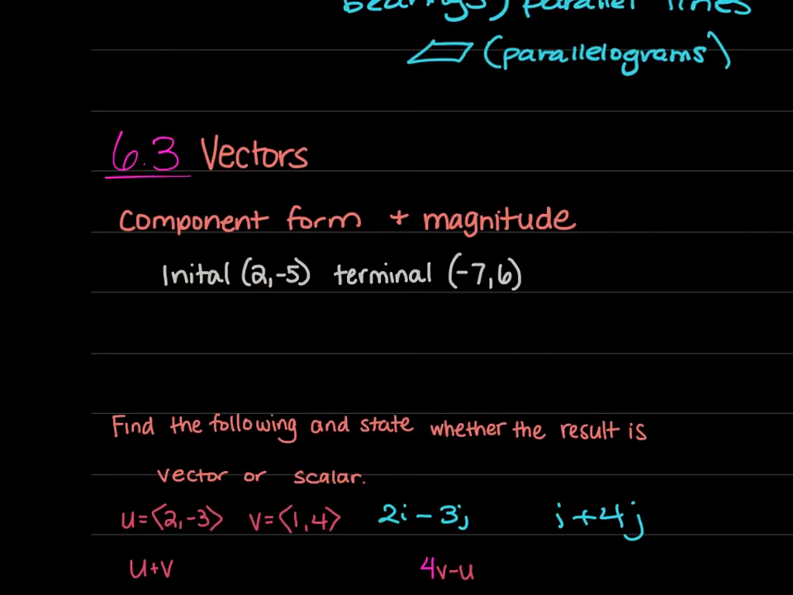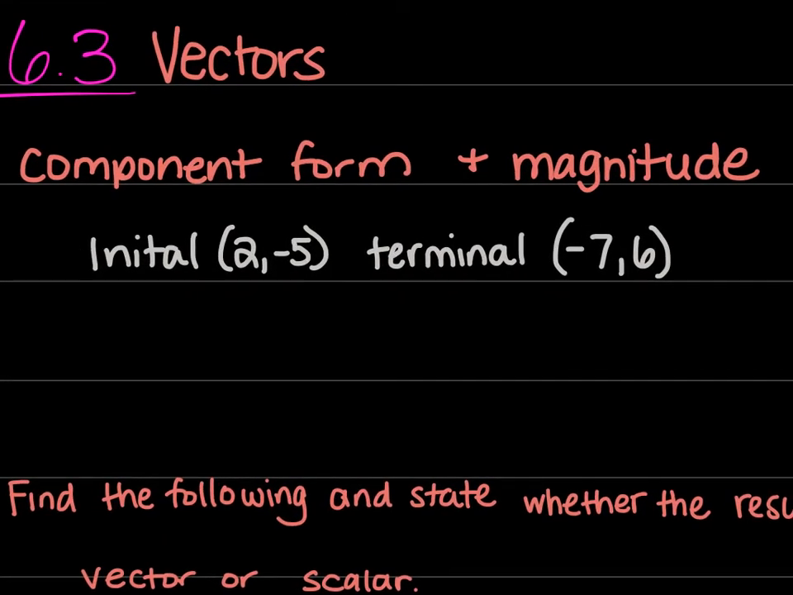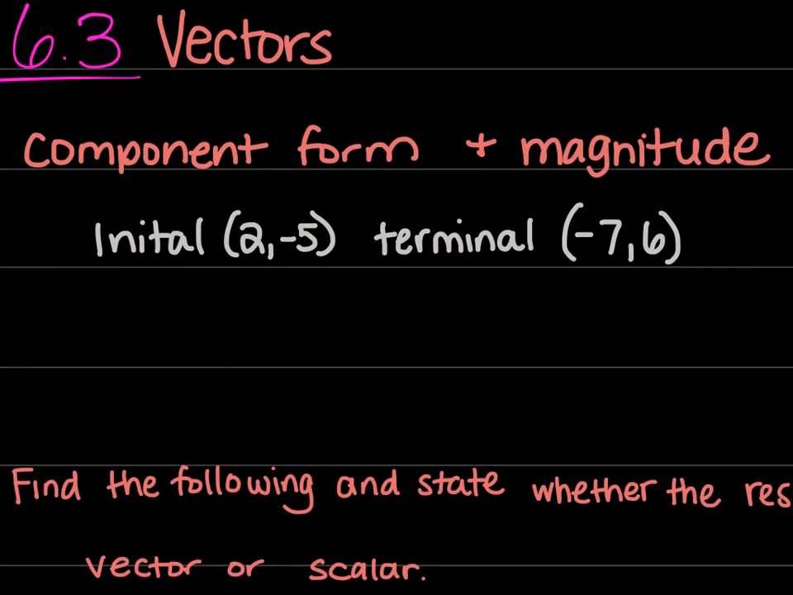Okay, so we're going to go back to work out the component form and magnitude of this first example. Component form, remember you're taking the first number in the terminal and subtracting from it the first number in the initial. So negative 7 minus 2 is negative 9. And then second minus second. So 6 minus a negative 5 becomes 6 plus 5, or 11.